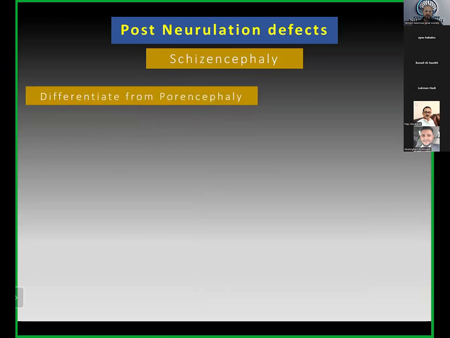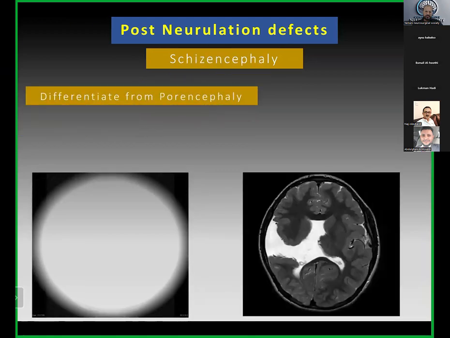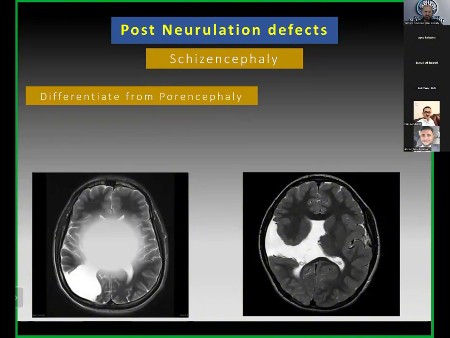Differentiate from the porencephaly by the lining cells of the cyst or the encephalomalacic part of the brain. So if it's gray matter, that means it's schizencephaly, while if it's white matter, it's mostly due to porencephaly.